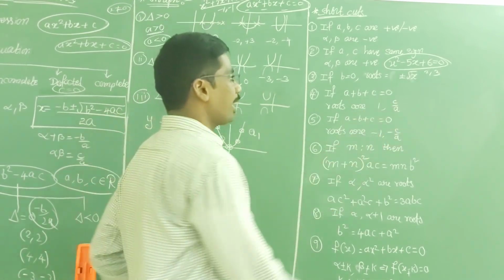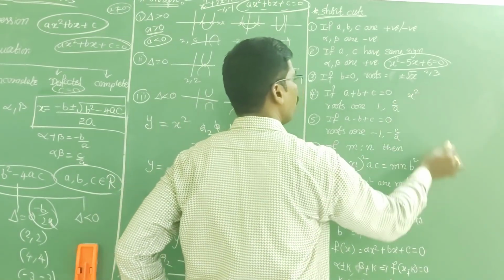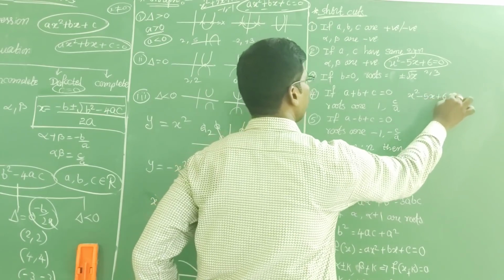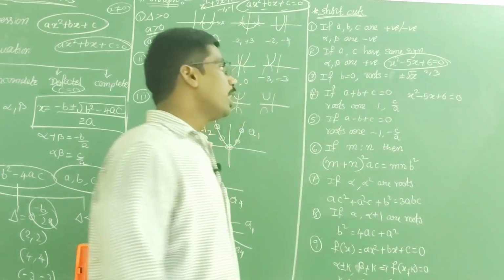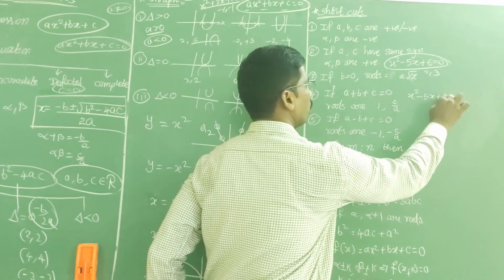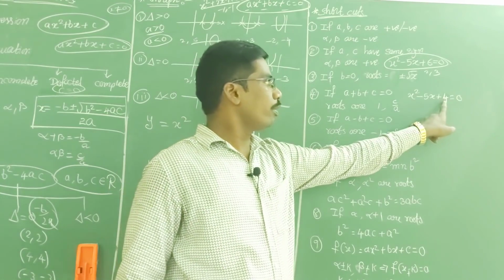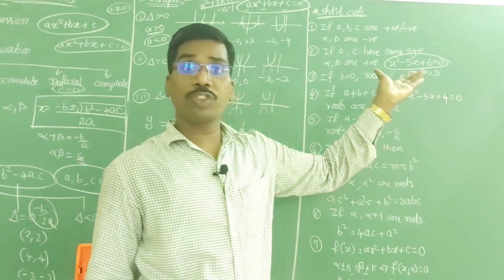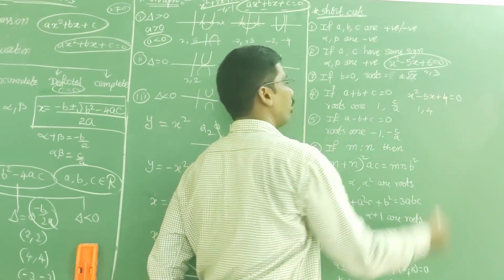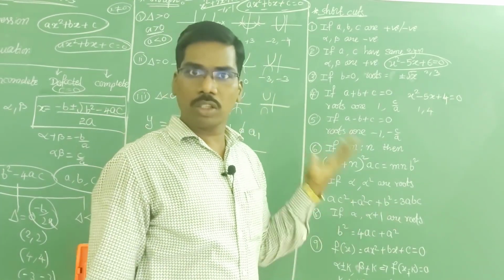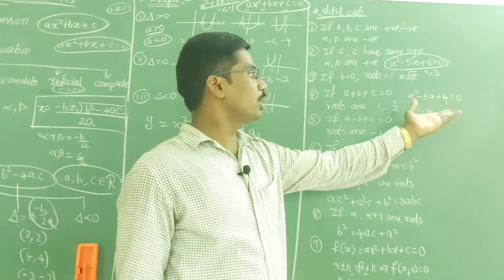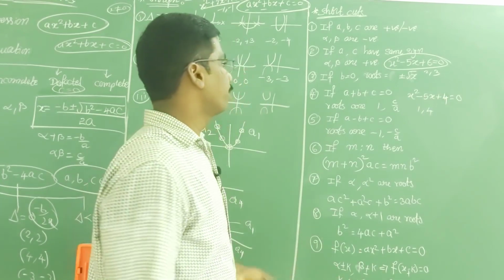For example, x square minus 5x plus 4 is equal to 0. Here the sum of the coefficients is 1 minus 5 plus 4, which is 0. What are the roots? We can say 1 comma 4 by 1, that is, 1 comma 4. Without solving, these are the shortcuts for the quadratic equation. If I substitute 1, it is 0; if I substitute 4, it is 0. So 1 comma 4 is the solution.